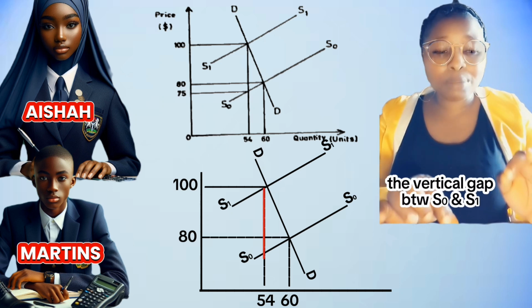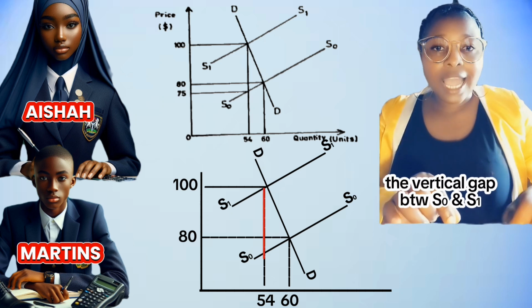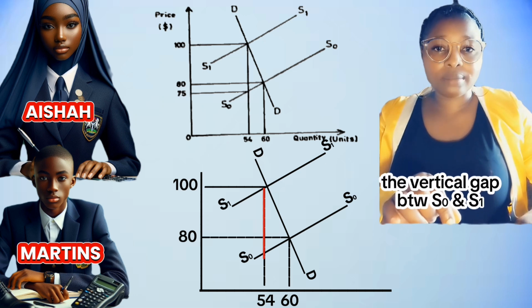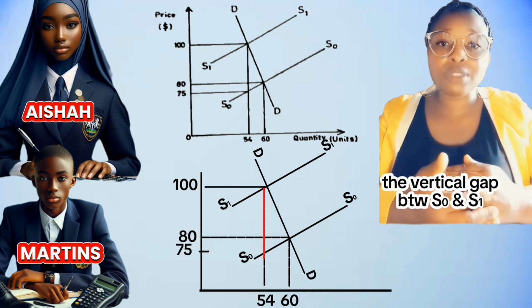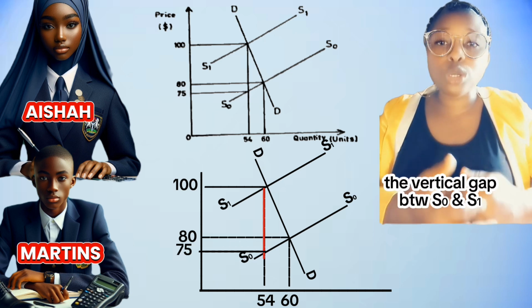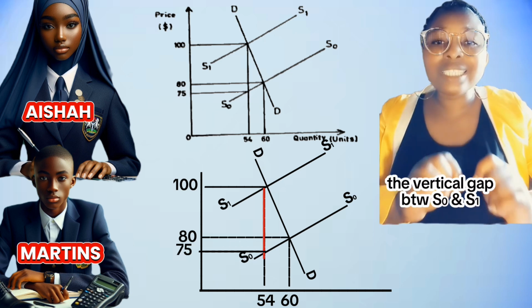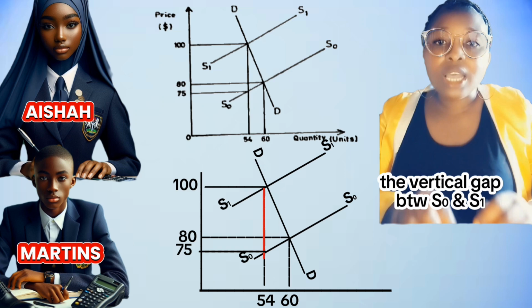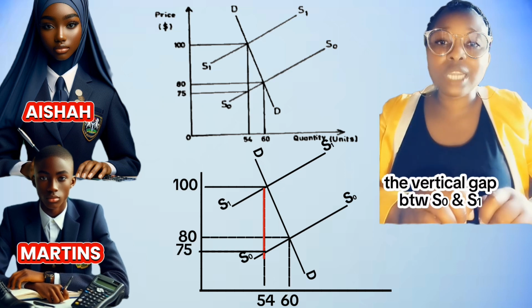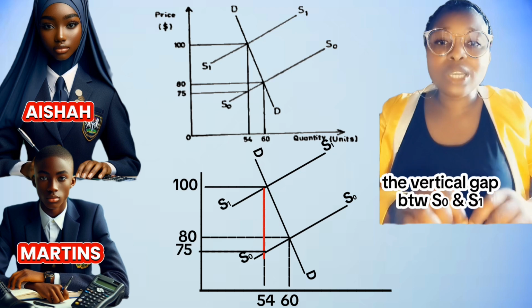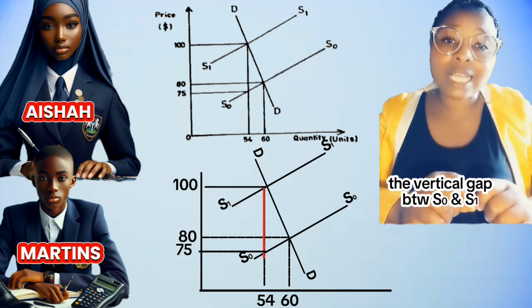The tax is between that S0 and S1, which is from $75 to $100. That is the tax per unit. 100 minus 75 would be $25. That is the tax paid. $25 is the tax paid.